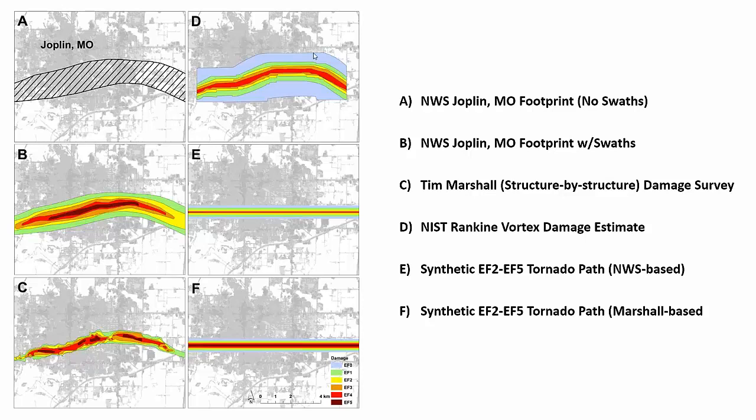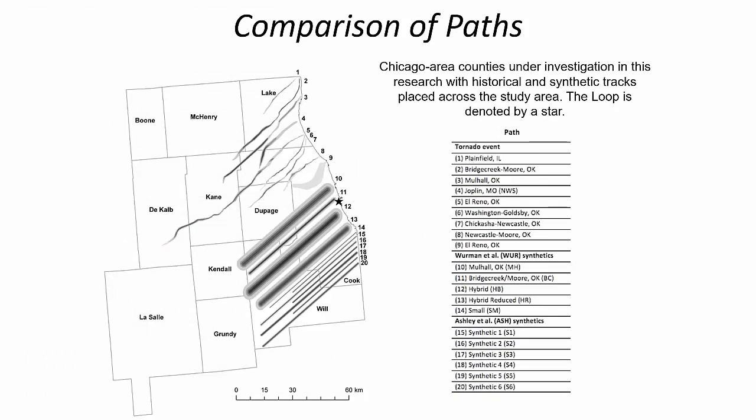And then you see the NIST here. NIST has taken a Rankine vortex and pulled it along the line and looked at damage that way as well. If you actually combine these efforts, you can create, again, it's not perfect, but you can see in panels E and F, these synthetic tornadoes aren't perfect, but they do represent this idea of what a synthetic might look like, taking a Joplin event as an EF2 through EF5 damage intensities.